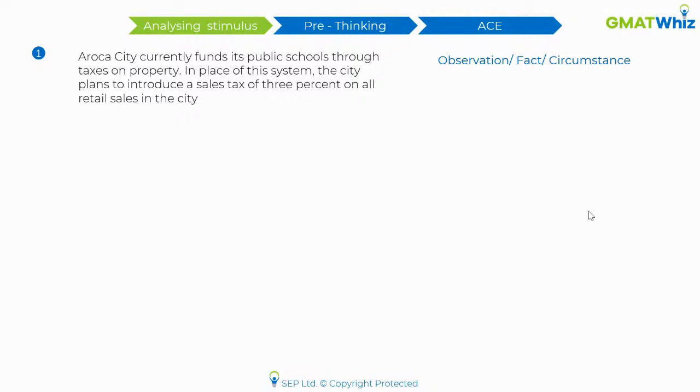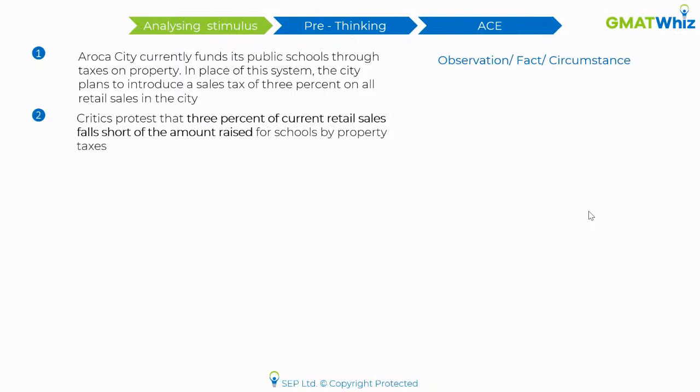Okay, so we have a plan being stated in the place of an older plan. So far I don't know why this is being stated here. Critics protest. Now I stop here and I tell myself, okay, I have a third party claim here. A third party conclusion. All right, let me read on.